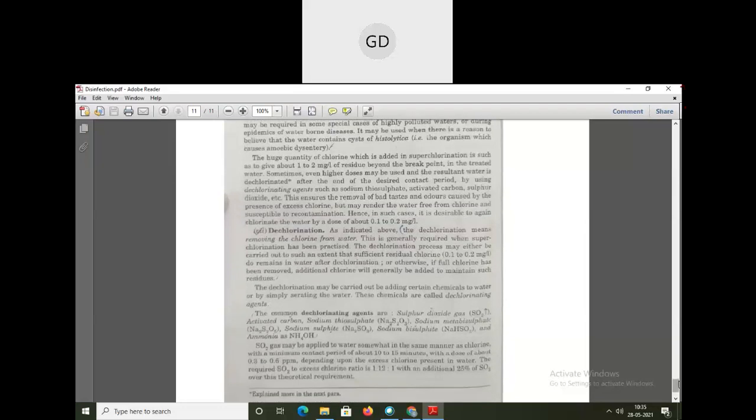What are the common dechlorinating agents? The common dechlorinating agents are sulfur dioxide, activated carbon, sodium thiosulfate, sodium metabisulfate, sodium sulfide, sodium bisulfite, and ammonia. All these are dechlorinating agents. That means while doing dechlorination, if you add these kinds of chemicals to the water, then the chlorine will be removed from the water.